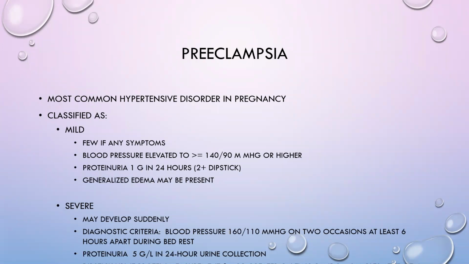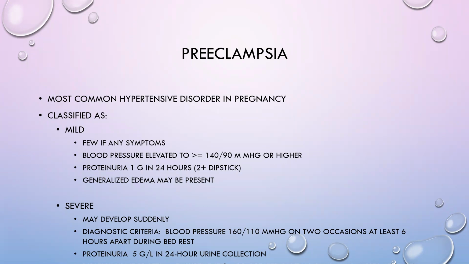Preeclampsia can be mild or severe. With mild, there may be very few symptoms. Blood pressure is going to be elevated to about 140 over 90 or above. They will have some proteinuria going on, about 2+ on a dipstick, or 1 gram in 24 hours, and some generalized edema may be present.